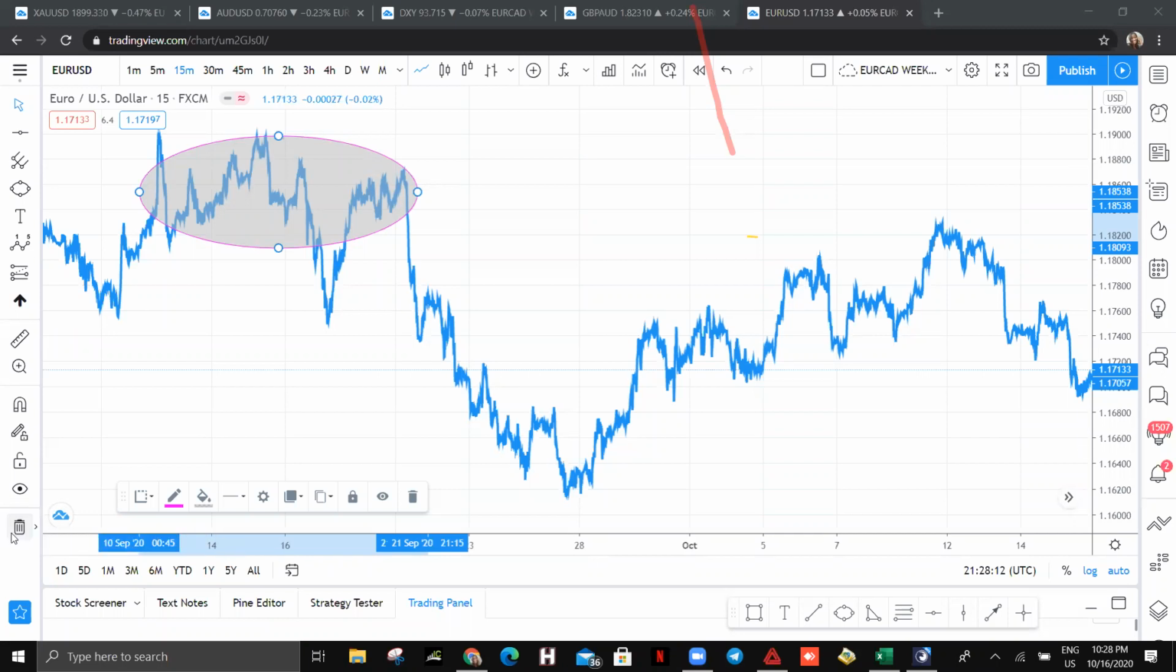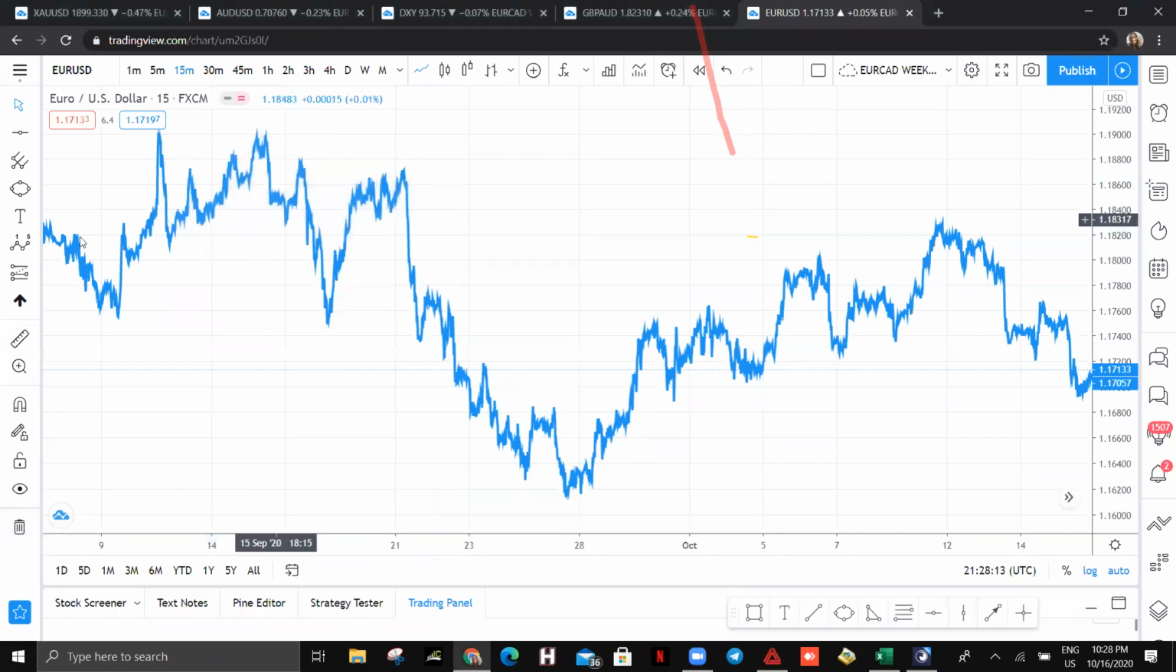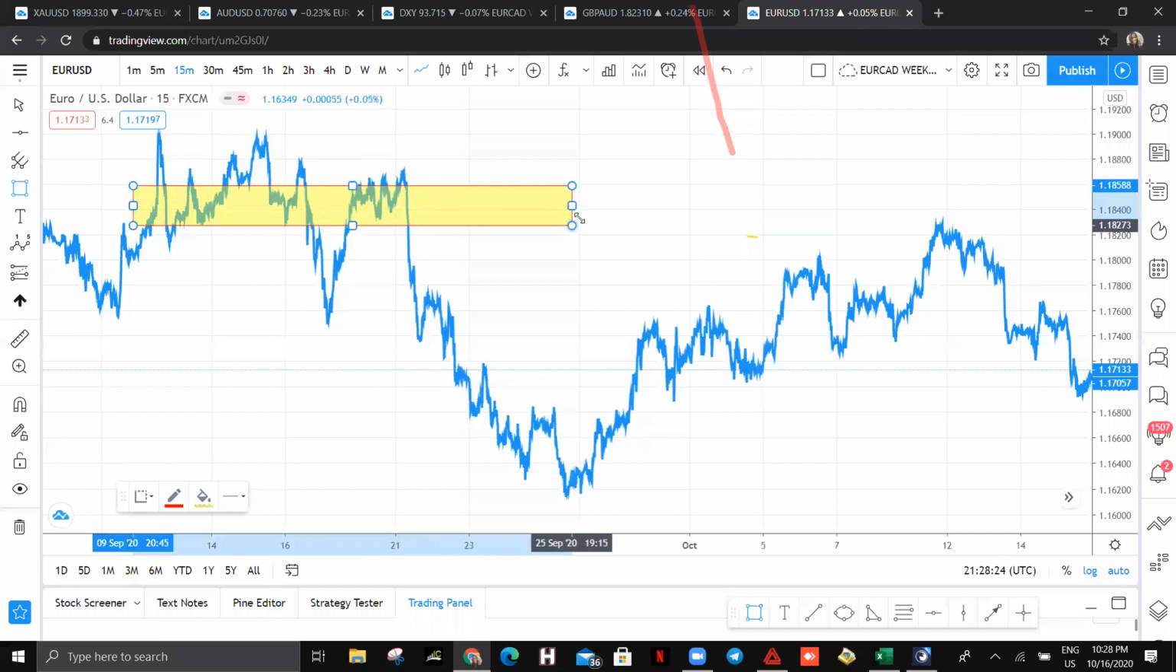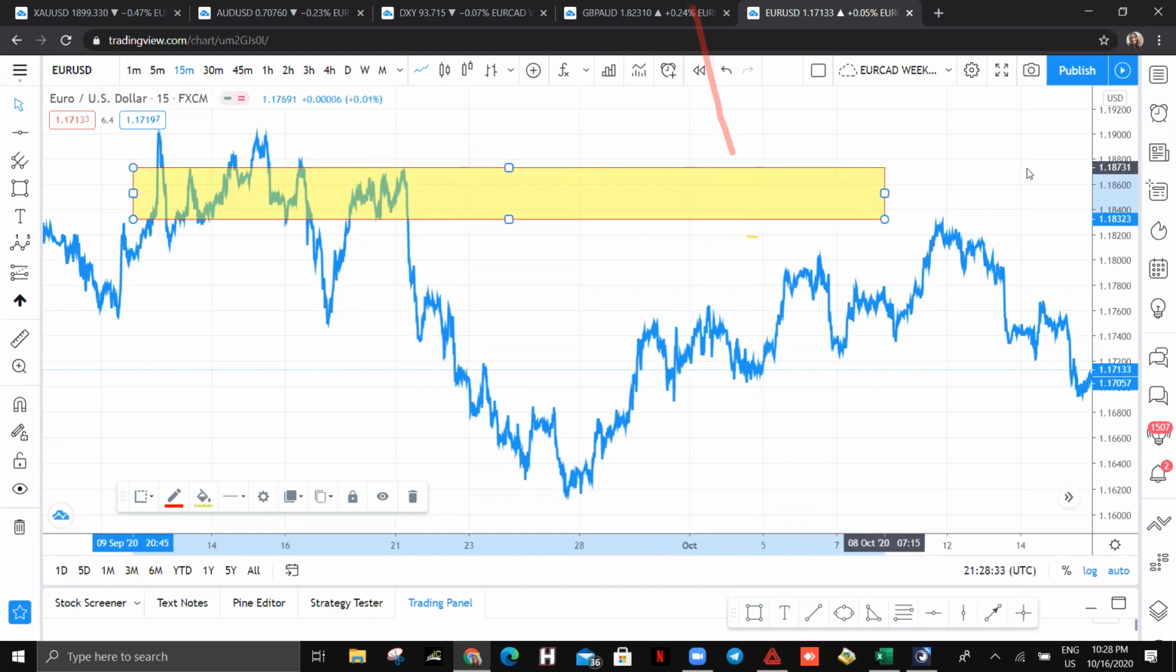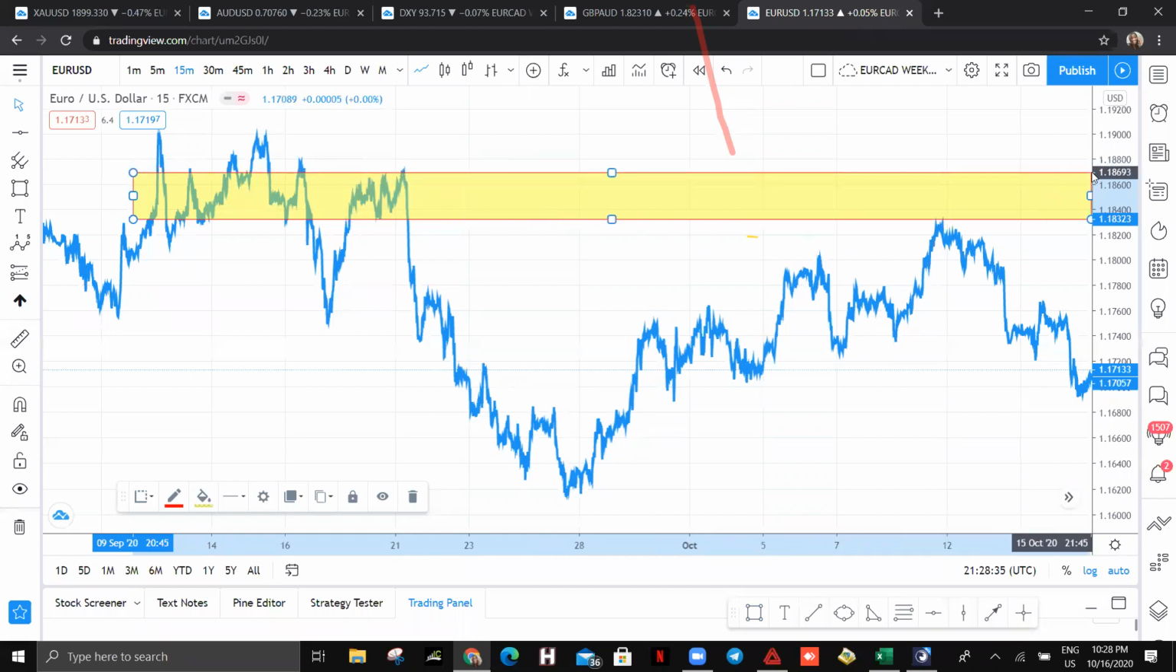So if I want to draw my zone on this chart, what am I going to do? It's just for me to pick my rectangle box, draw from here, you can see, to the end of what? To the current price.